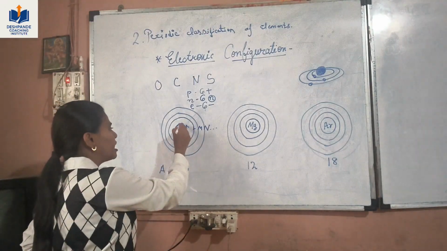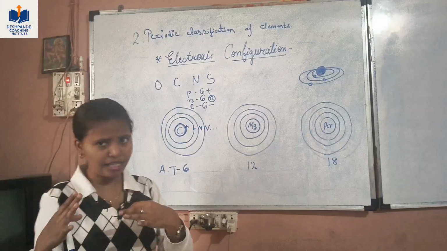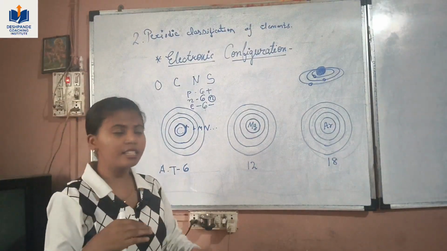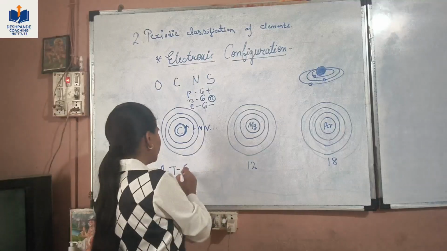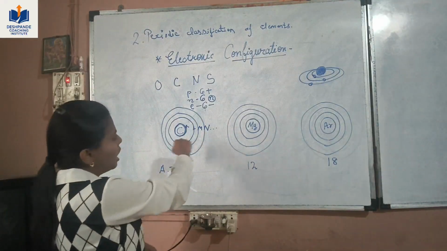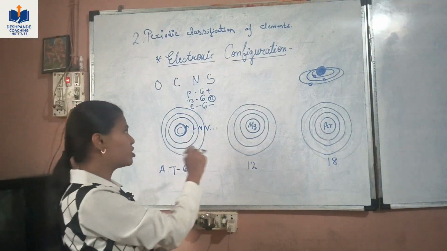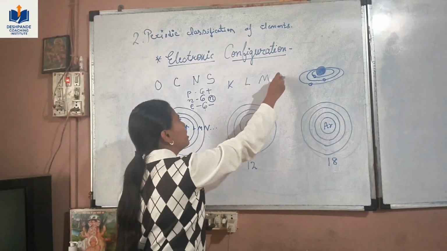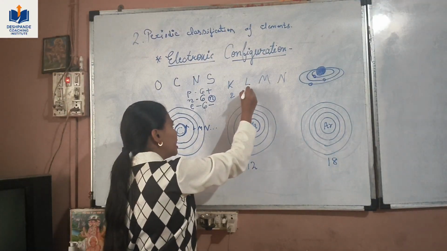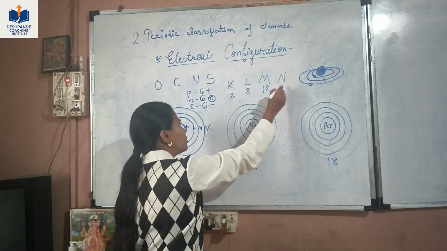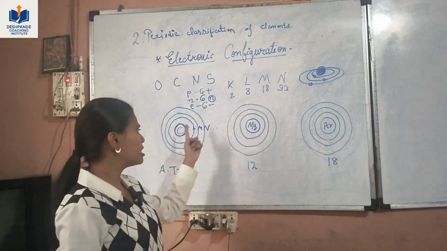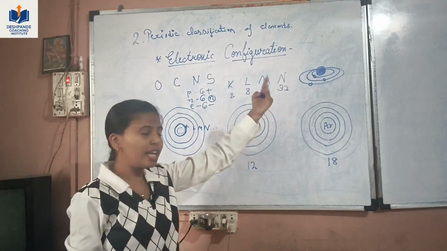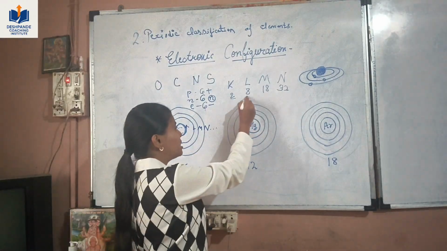Each shell, each orbit, has its own capacity to accommodate electrons. We'll see what the capacity of these orbits is. There are 6 electrons. We have to accommodate these 6 electrons into the shells. The capacity of the K, L, M, N shells is 2, 8, 18, 32. It means there can be 2 electrons in the first shell, 8 electrons in the L shell, 18, 32 and so on. So how do we come to these numbers?